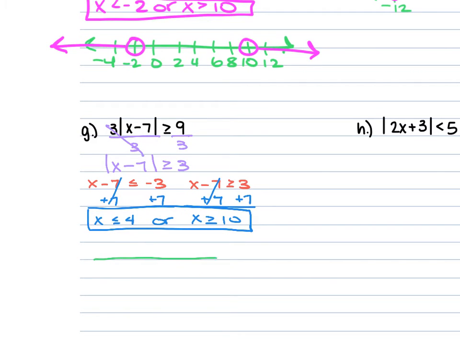So on our number line, we're going to have a closed circle on the 4, and the line's going to the left. Closed circle on 10, line goes to the right.